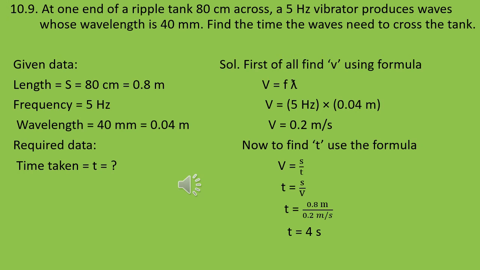Solution: speed of the waves. Formula: v = fλ. By putting the values in the formula, we get v = 5 Hz into 0.04 meter, or v = 0.2 meter per second. Now to find the time taken by the waves, we will use the formula: v = s divided by t, or t = s divided by v. By putting the values in the formula, we get t = 0.8 meter divided by 0.2 meter per second, or t = 4 seconds.